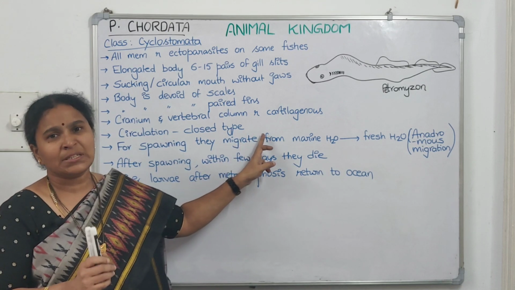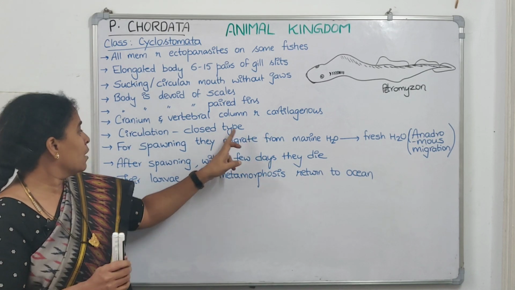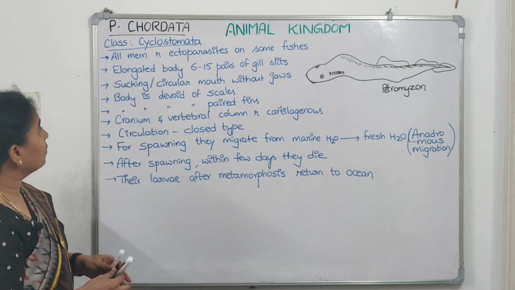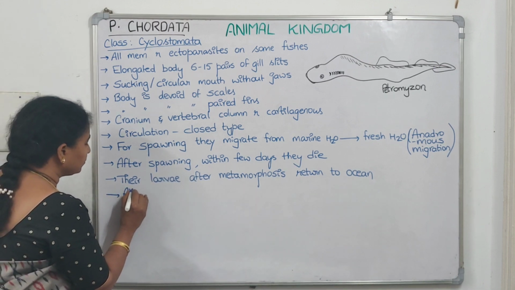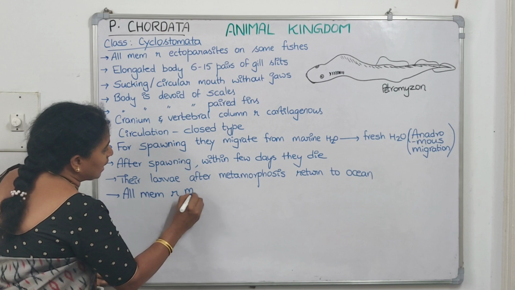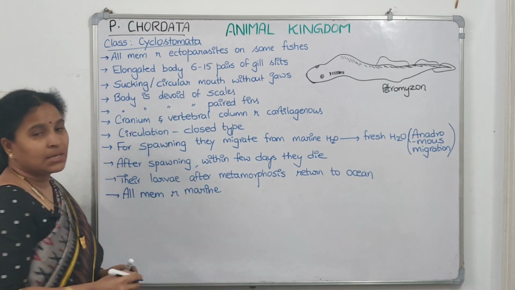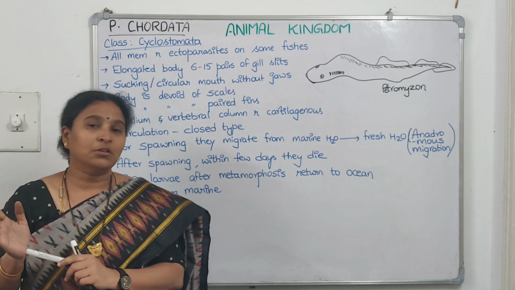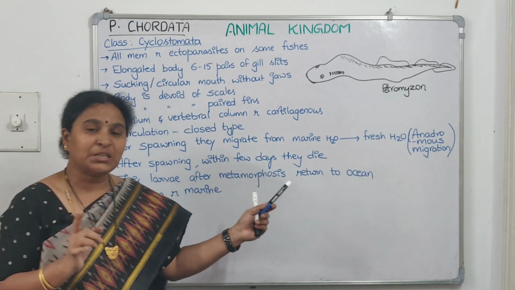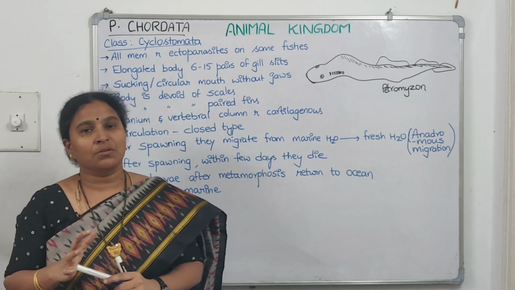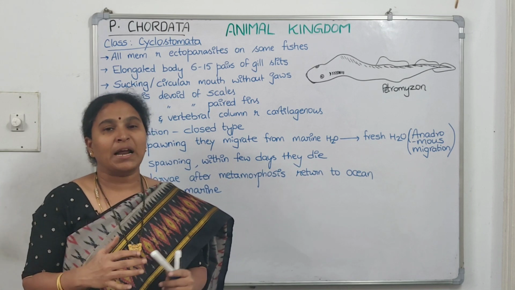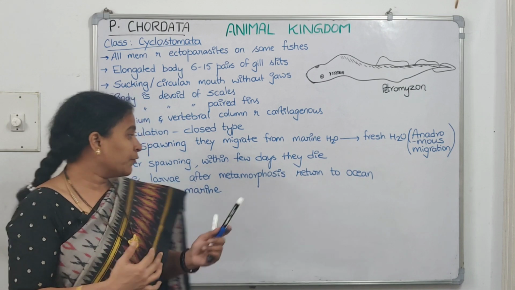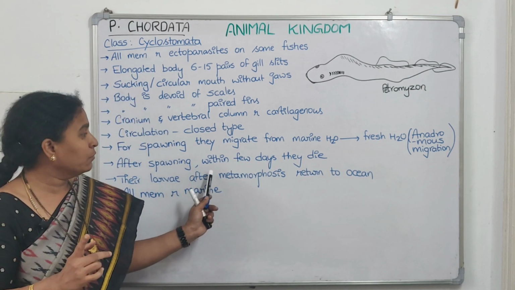And circulation, we studied that all of them should have a closed circulatory system. So they have a closed circulatory system. And we wrote all are marine, right? All members are marine, so they are in seawater. They go to fresh water for spawning, for laying eggs. The migration from marine water to fresh water is called anadromous migration. They use all their energy migrating and have to swim against the water flow. So they spend all the energy for laying the eggs, and after spawning, within a few days, they die.